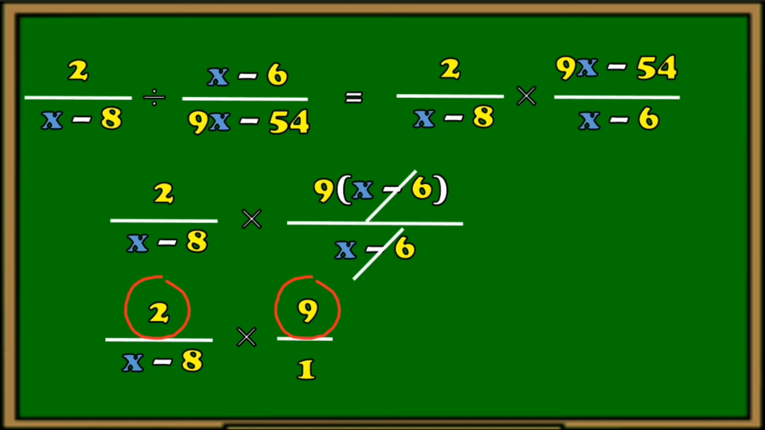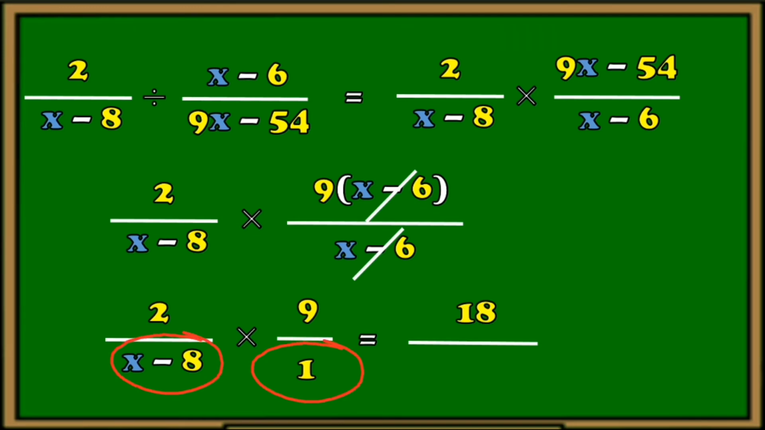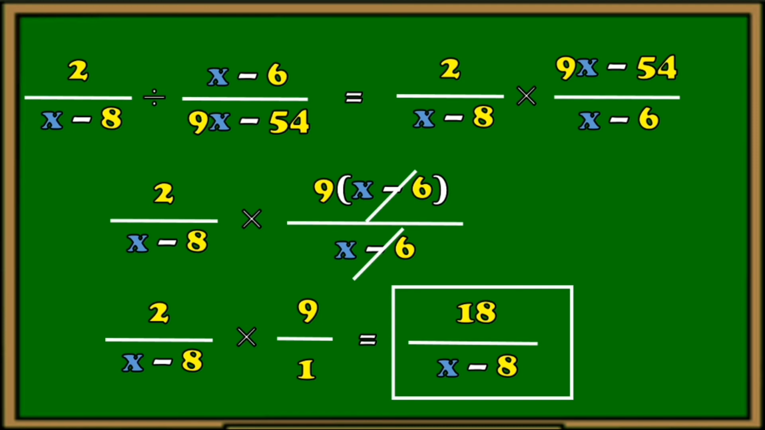Numerator times numerator, 2 times 9 is 18. And denominator times denominator, x minus 8 times 1 is x minus 8. Our final answer, 18 over x minus 8.